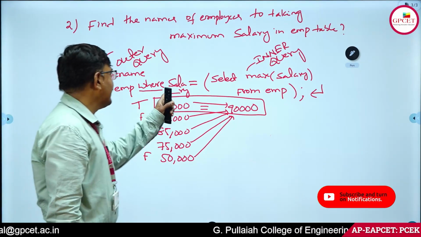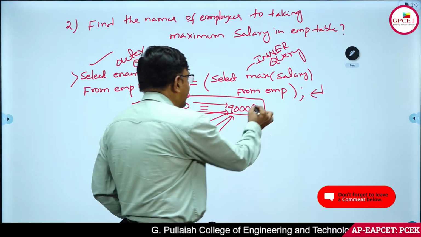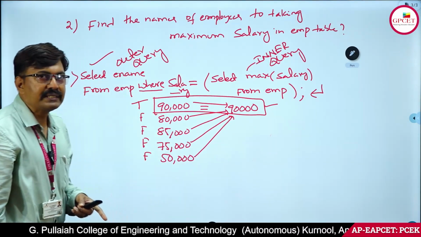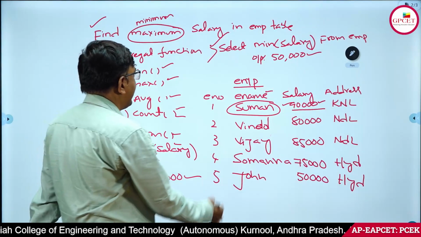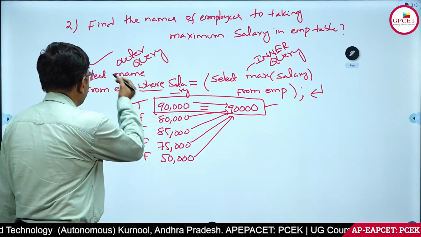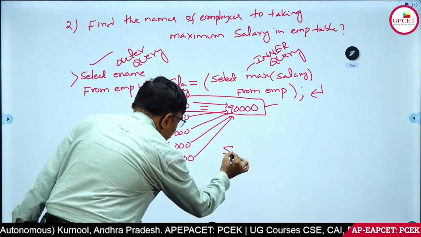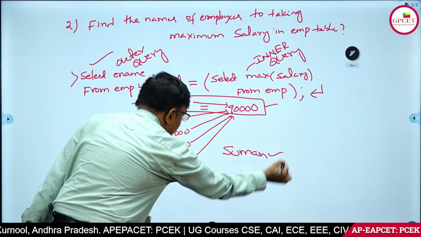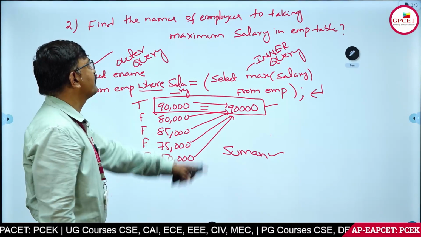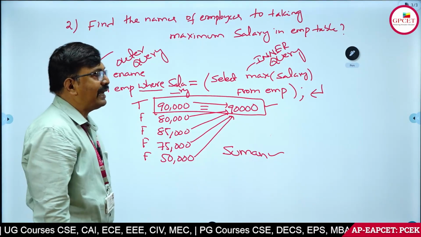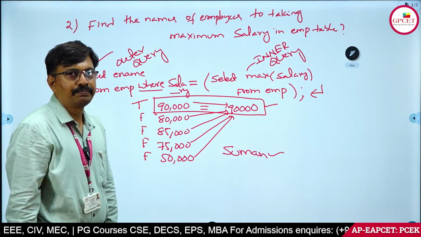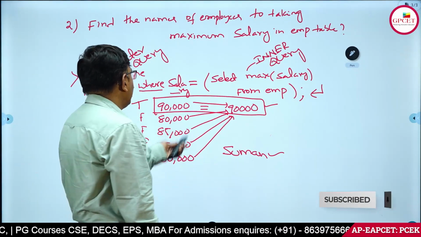Where salary equal, what is the actual salary? The 90,000. 90,000 is equal to 90,000. Is it true? And what is that name? That name is Suman. Observe the output: ename, employee name is Suman. That is, find the names of employees taking the maximum salary. That is the first highest paid salary in the employee table. Clear? And that is the question.